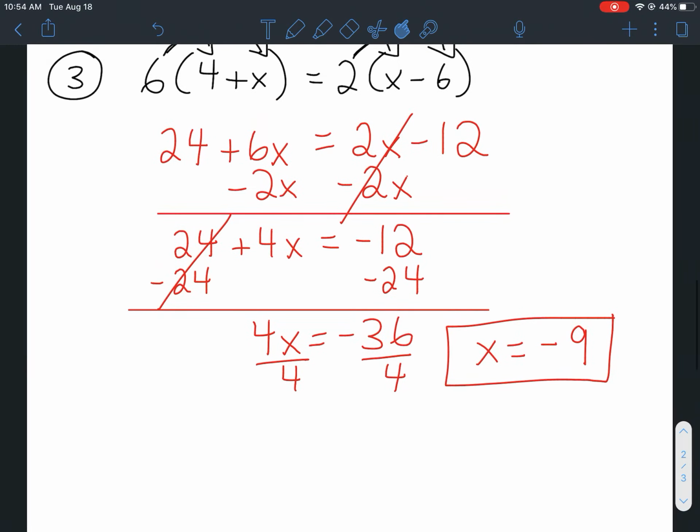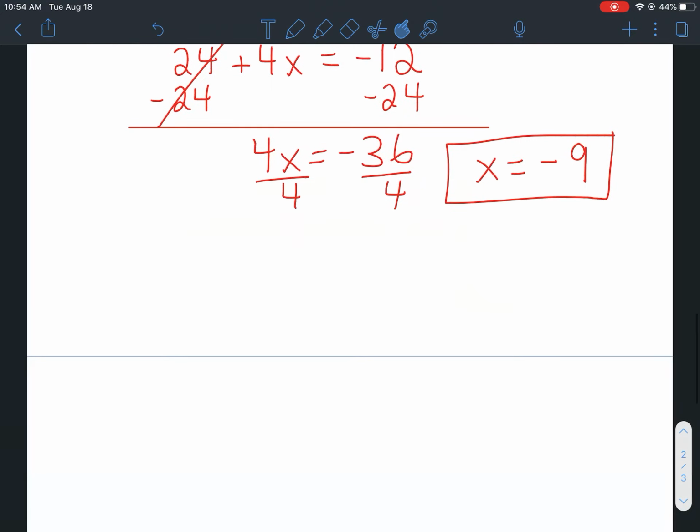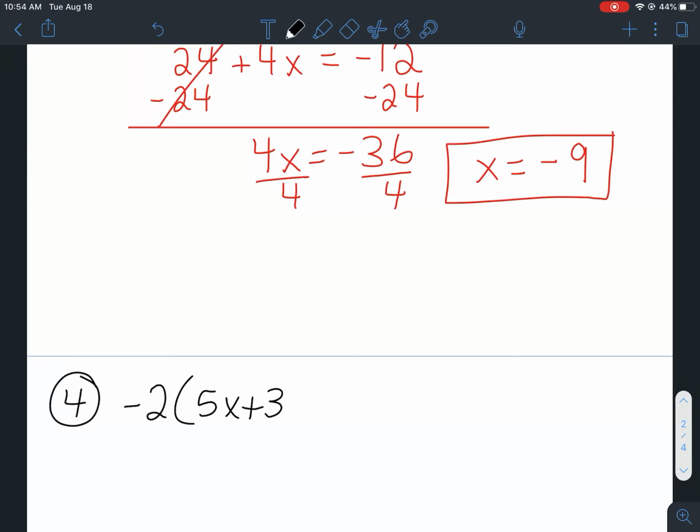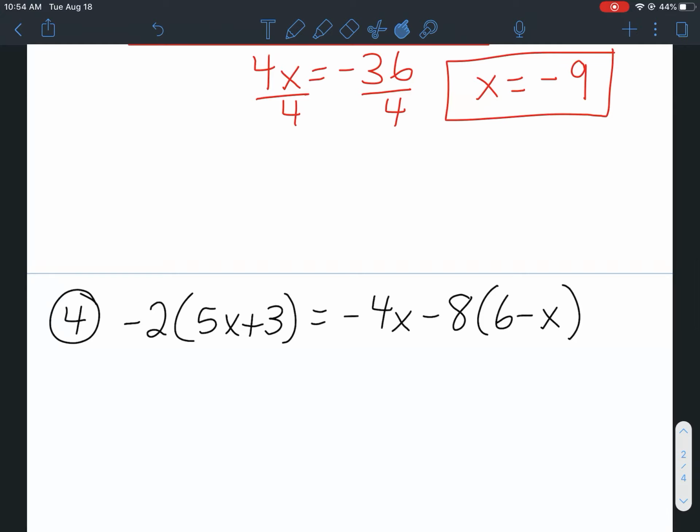Okay, so now moving on to the next problem here. Last problem for today. I have -2 times the quantity 5x plus 3 equals -4x minus 8 times the quantity of 6 minus x. When I'm saying quantity, I just mean that I'm going to write it in parentheses, more than one thing.